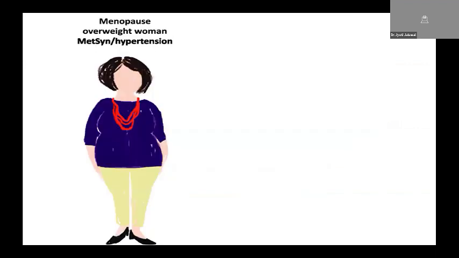So now I am handing over to the overweight women, who have not only metabolic syndrome but also hypertension. Nandita madam, can you take this up?